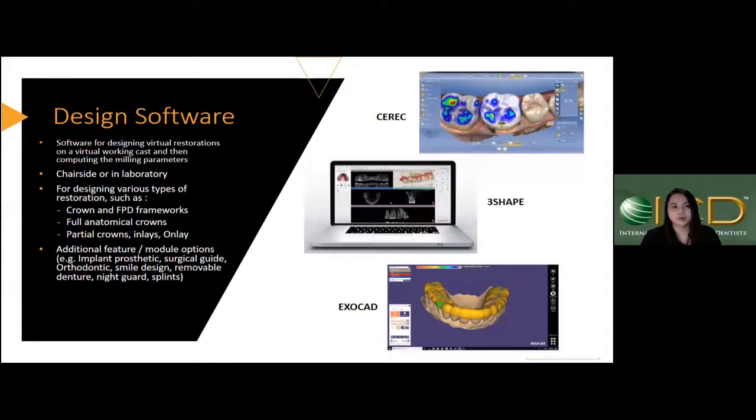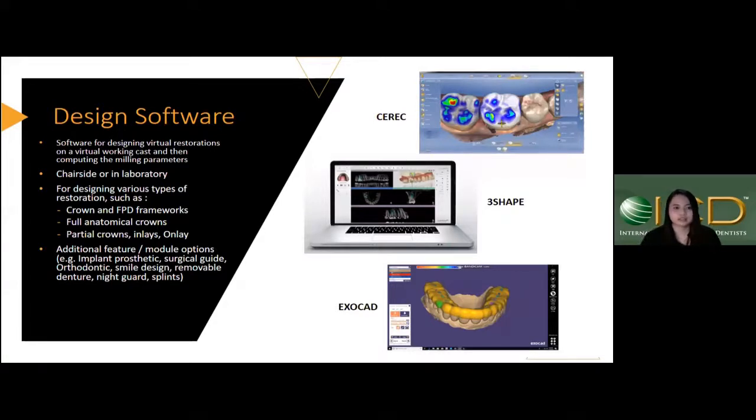So the second component is the design software. The design software is the software we use in designing the virtual restorations in the virtual working cast, and then we compute the milling parameters. So we send the data to the milling machine.